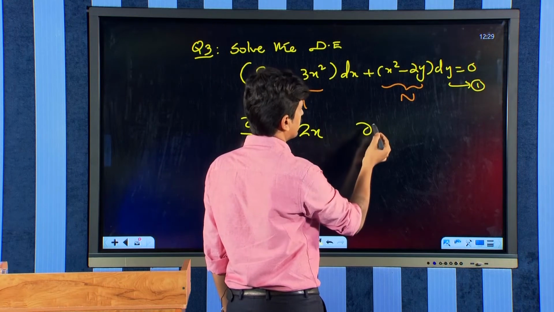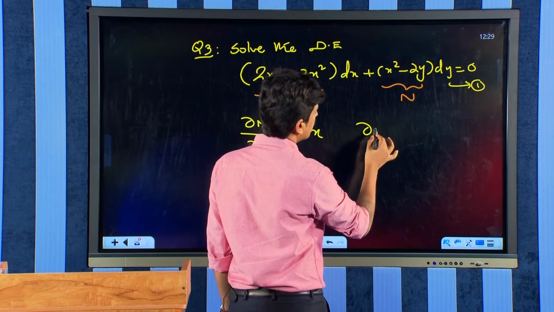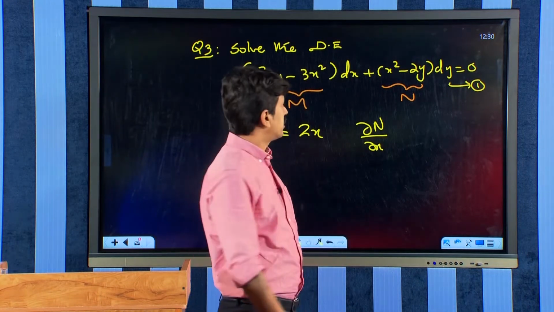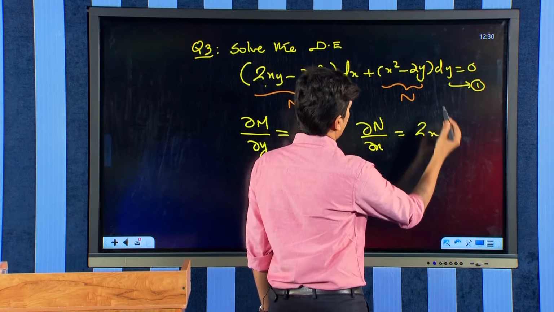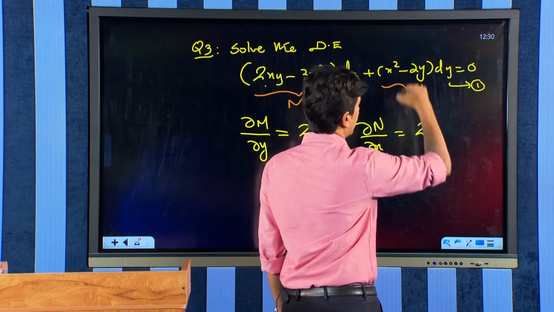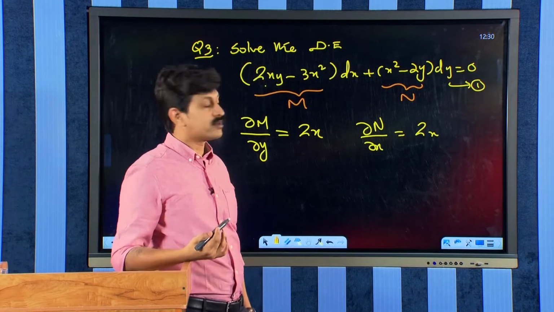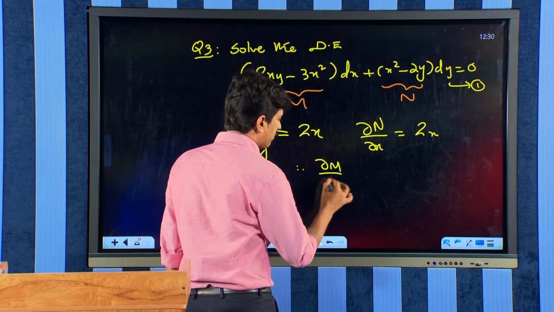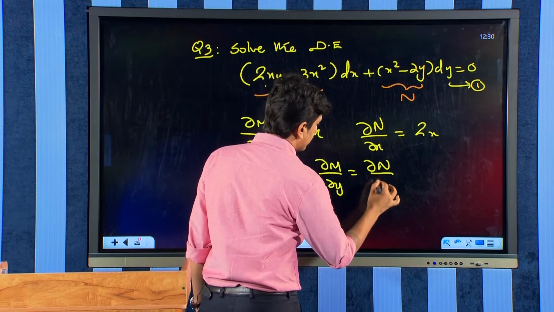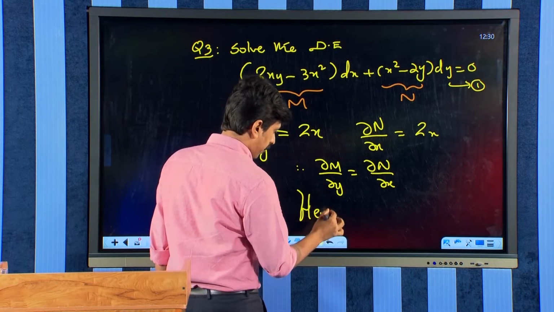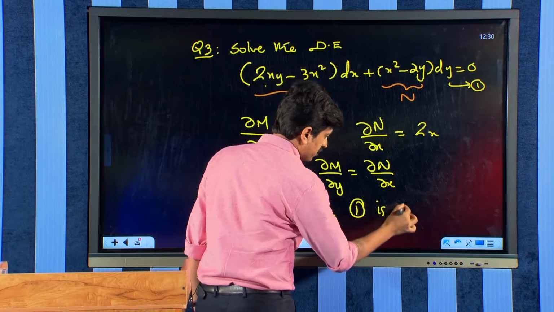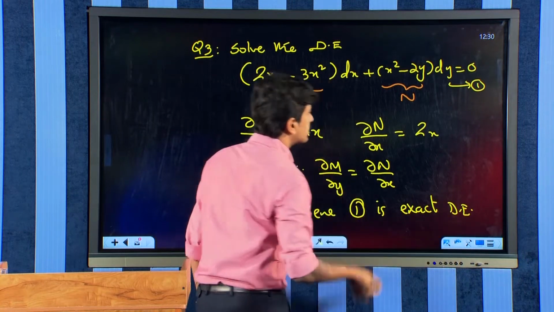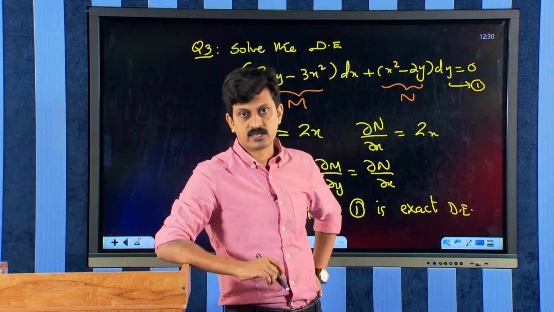Therefore, while partially differentiating with respect to y, that will be constant, that is 0. Now ∂N/∂x: differentiating x^2 with respect to x gives 2x. The term -2y contains only y, therefore that will be 0. Therefore ∂M/∂y is equal to ∂N/∂x, hence equation 1 is an exact differential equation.